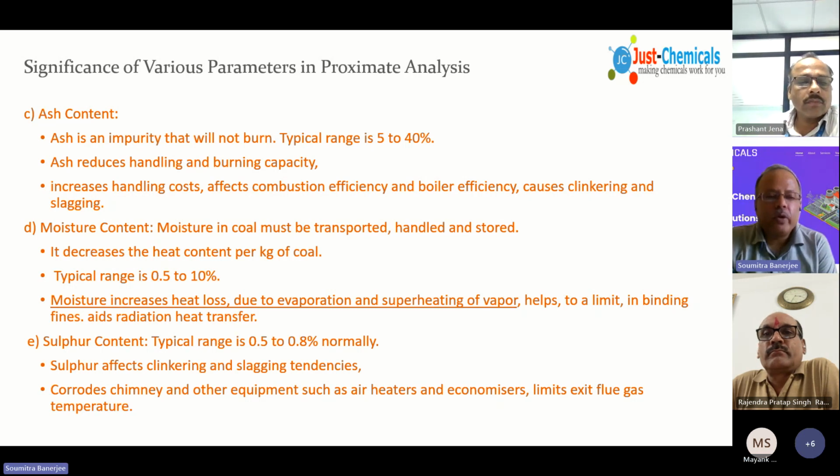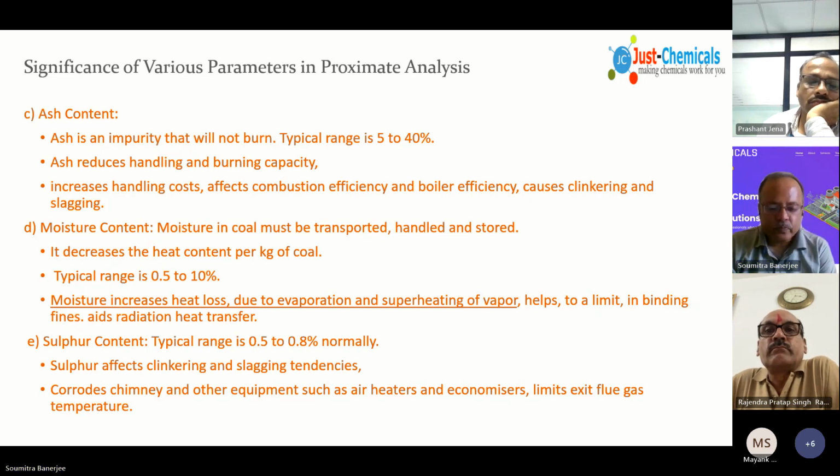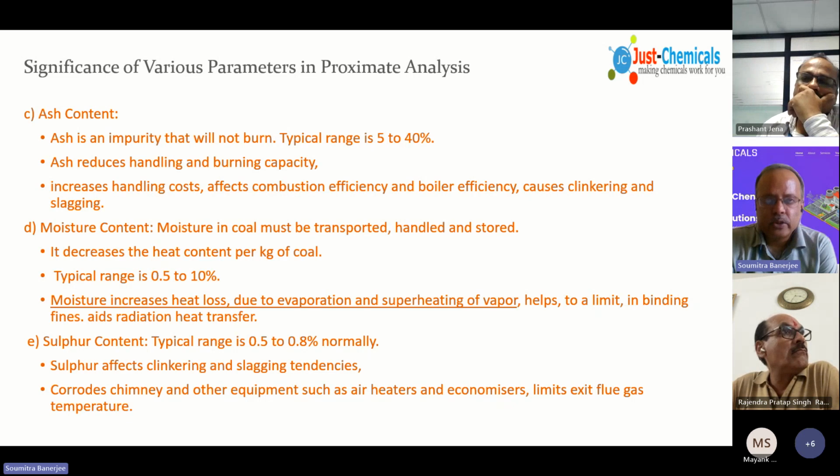Now, sulfur affects the clinkering and slagging tendencies, especially pyritic sulfur. If it is with iron, if it is FeS, it causes slagging tendencies and it corrodes the chimney and other equipment such as air heaters, air preheaters, economizers, and it limits the exit gas temperatures. Exit flue gas temperature must necessarily be more than 120. We keep it about 124 to 128. Otherwise, you will face challenges in your ID fans as well as chimney internals.